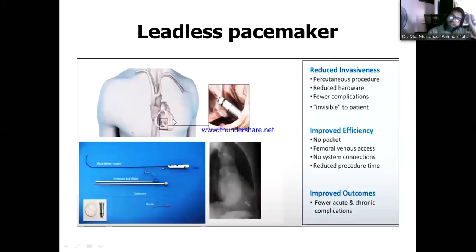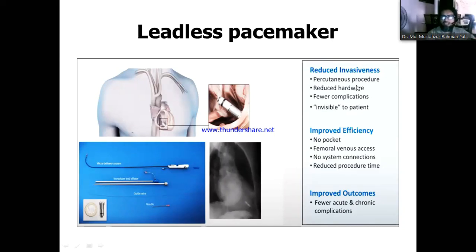And the new advancement is the leadless pacemaker. Nowadays, as all of you know, a lead is absolutely not necessary in this pacemaker. An introducer sheath is there; we just go through the transvenous route and enter into the right ventricle. This is the leadless pacemaker, and very little surgical procedure is necessary.